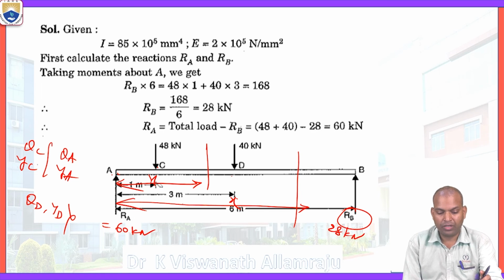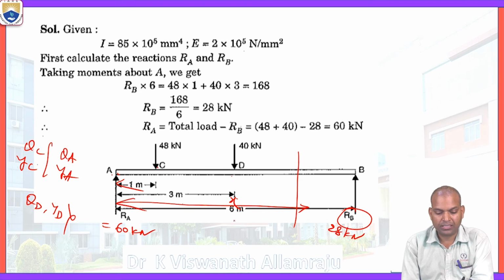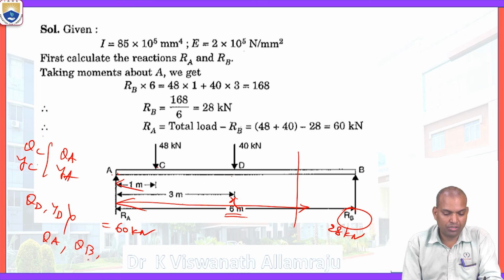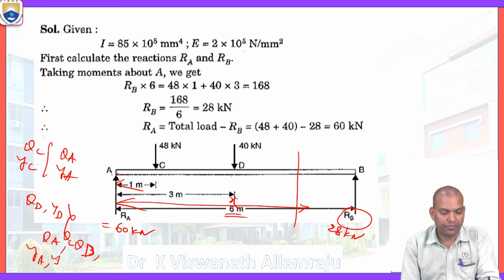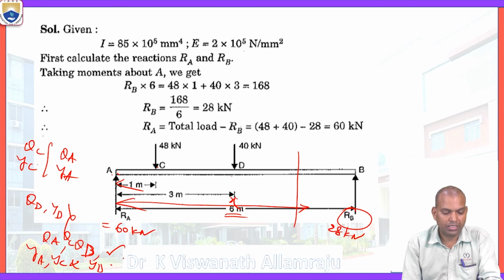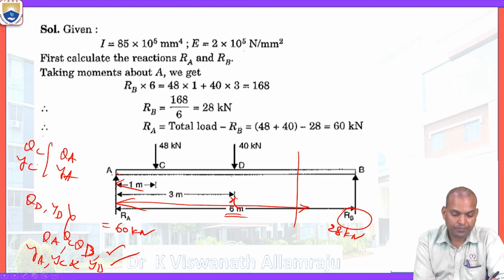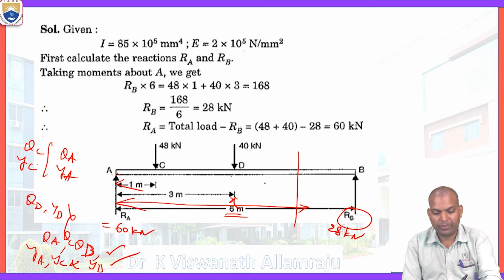So where does the equation involve? This equation, with X between D and B, involves theta A, theta B, theta D, theta C, and YA, YC and YD can also be calculated, provided we consider the distance X from the left support. So this is the way.